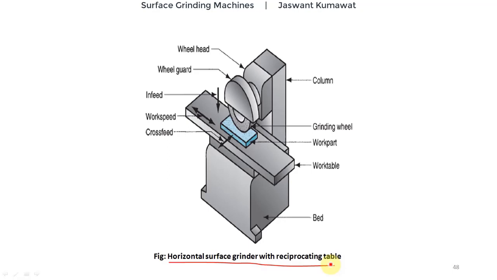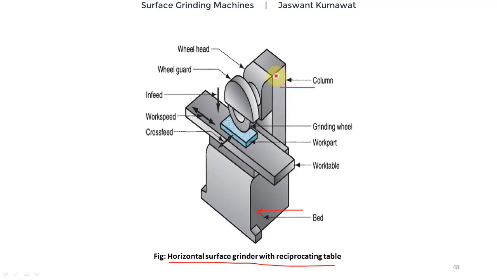As we have studied that these machines are similar to milling machine, we have also studied the column knee type milling machine. And this horizontal surface grinder with reciprocating table is looking like the column and knee type milling machine. Here this is bed which is made of casting. On one side of this bed there is a column which houses the driving mechanism for the wheel. This also houses the control mechanisms.